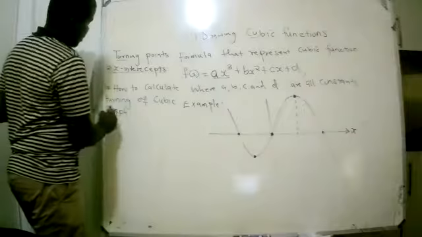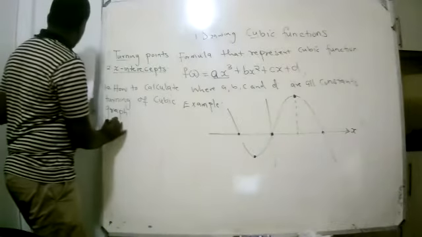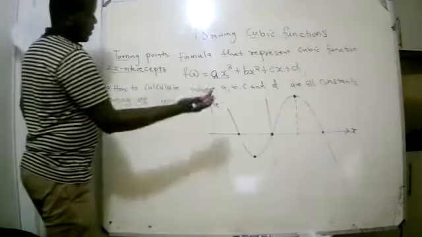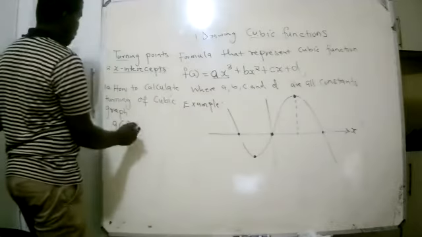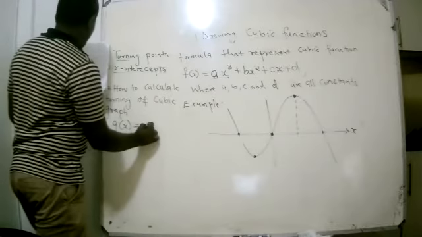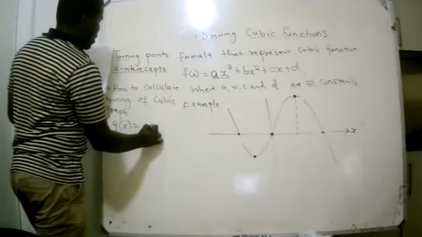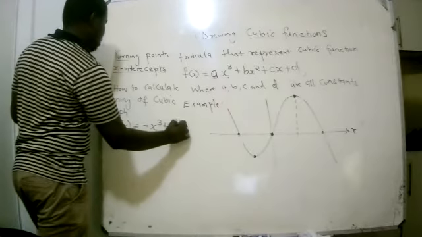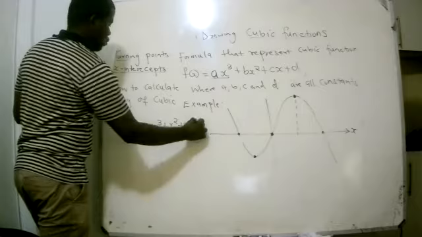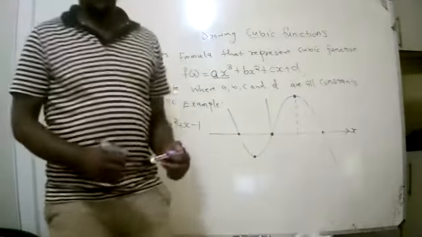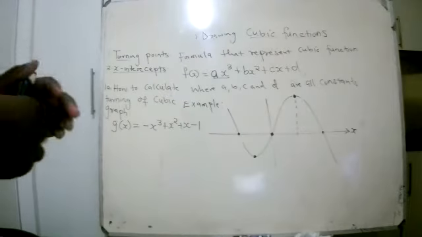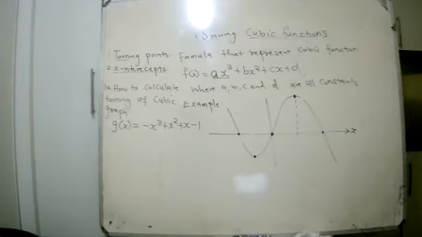Let me do that by an example. Let's say we're given the function, and I'm just using g of x, though I could use f of x. It's the same. g of x equals negative x cubed plus x squared plus x minus 1. I believe you can all agree with me that the function g of x, which I wrote on the board just now, is a cubic function. Do you all agree with me?